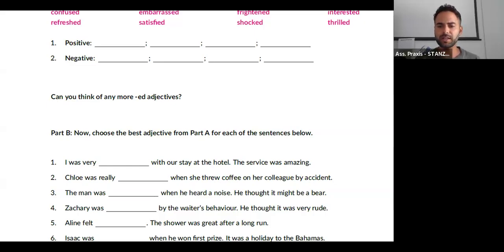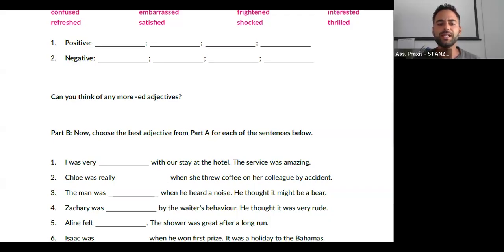Adjective, we need that because the waiter here, it said he was rude. So a negative adjective, and there might be shocked. Zachary was shocked by the waiter's behavior. He thought it was very rude.